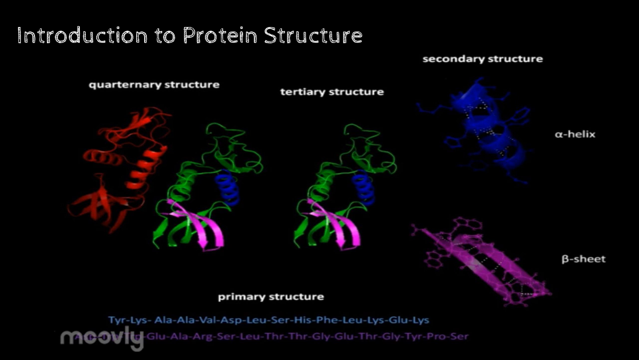Lastly, we have this quaternary structure, which is when we have one polypeptide attached to another, or a protein attaching to another protein. Hemoglobin is one example of that, which is made up of a different number of different subunits.